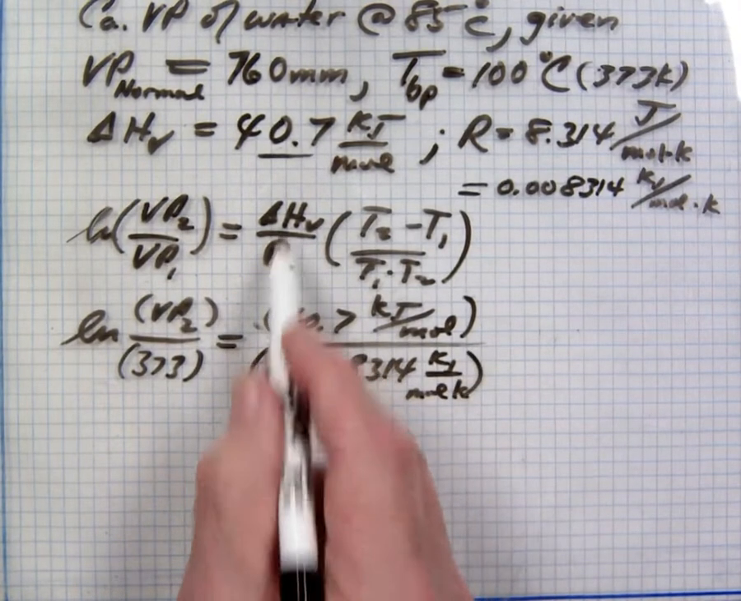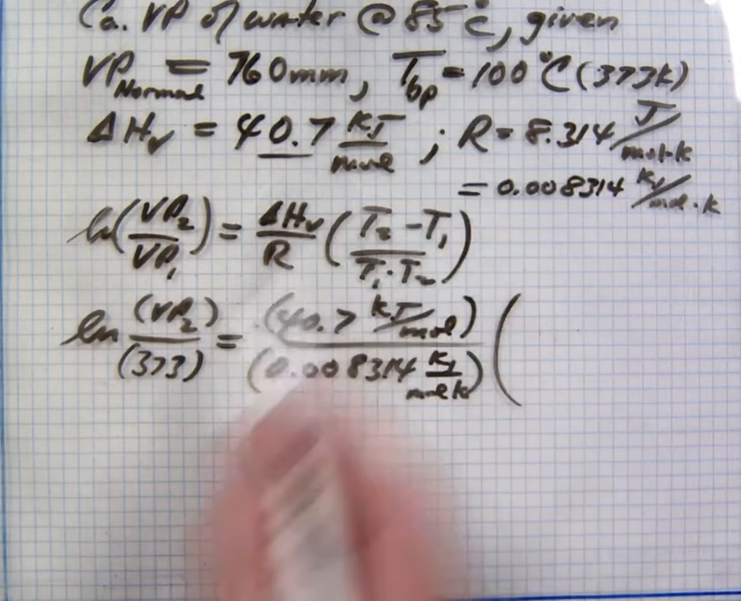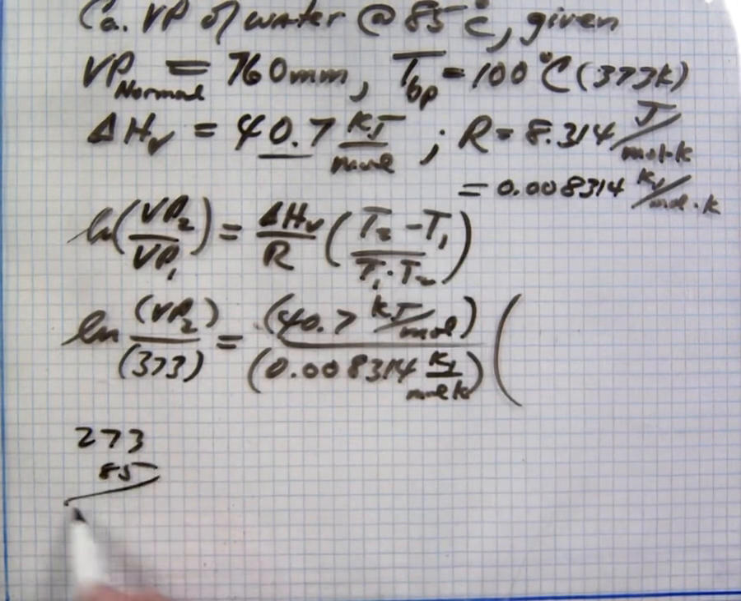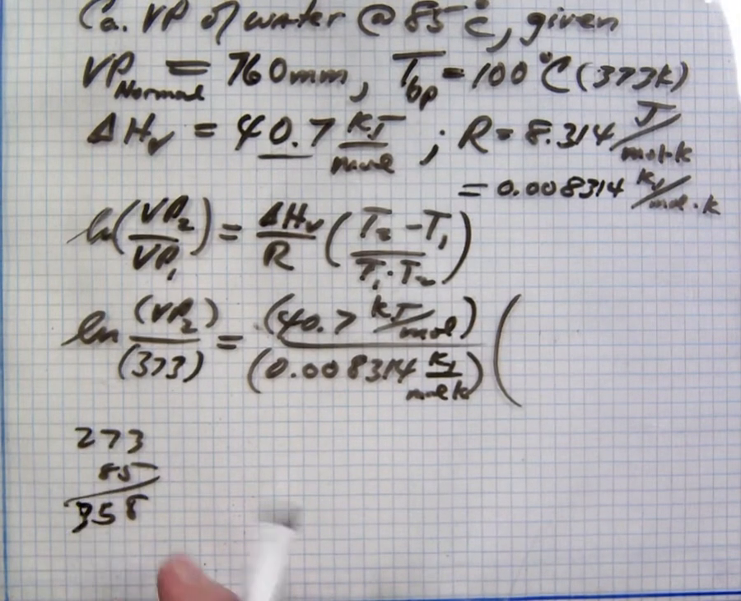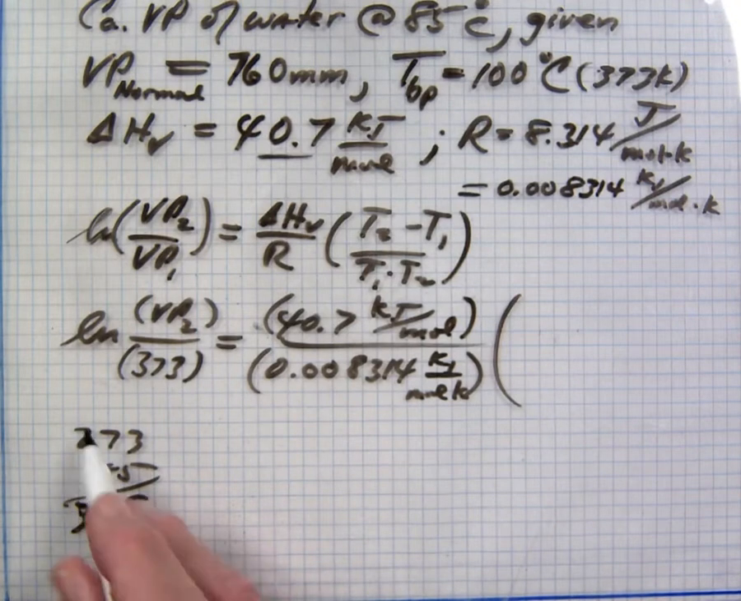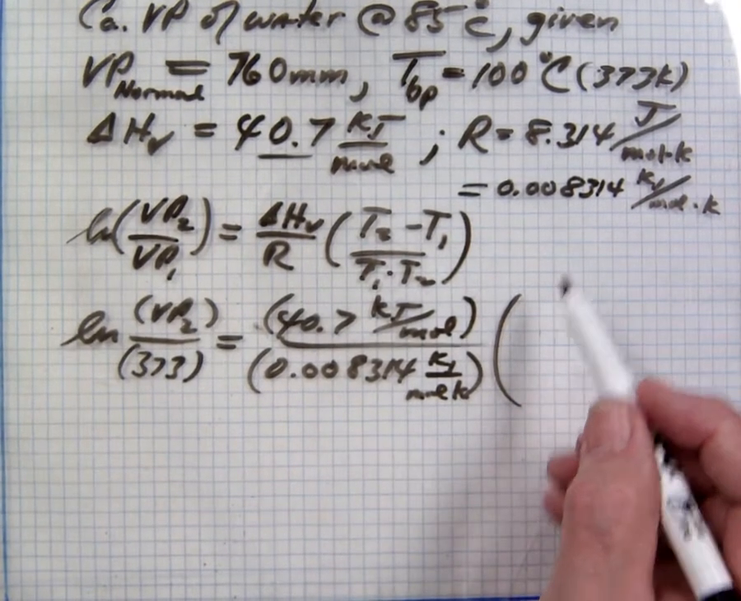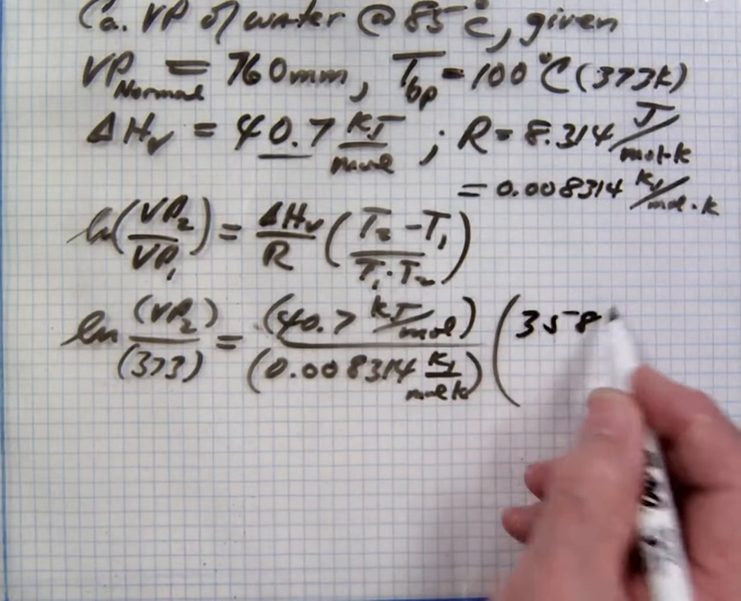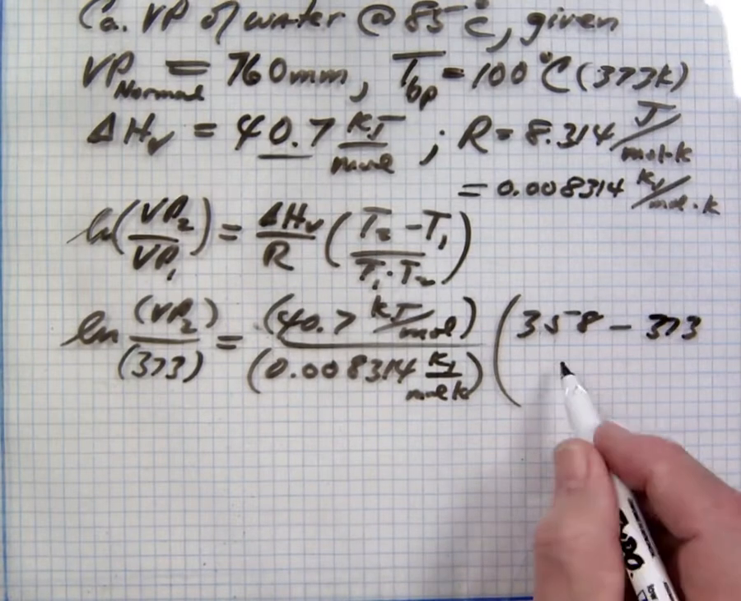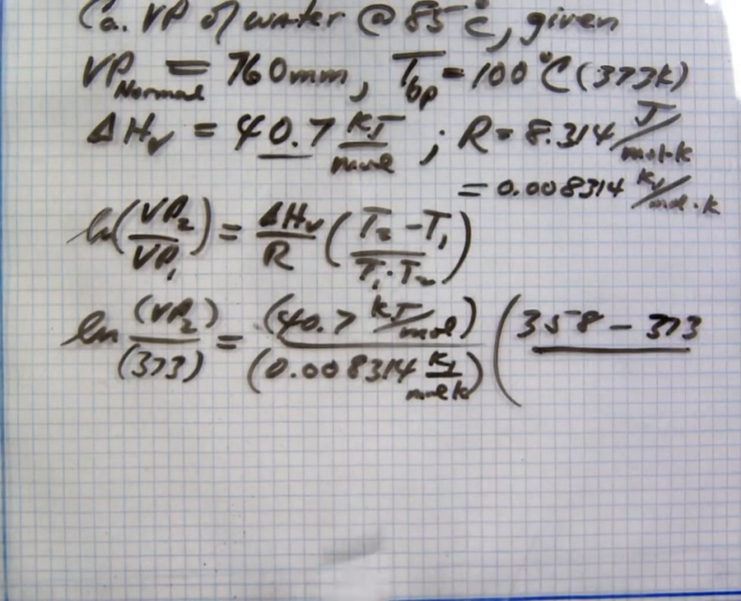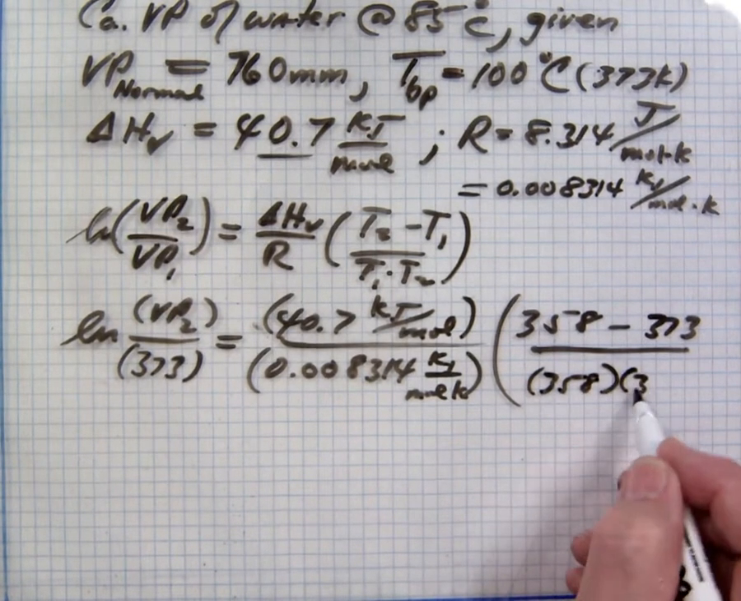That gets us to here. Now T2 is 85, so 273 plus 85 is 358. So T2 is 358 minus 373, divided by the product of those two, 358 and 373.